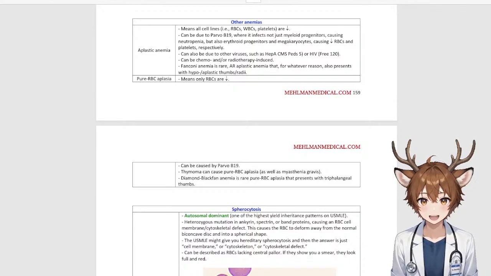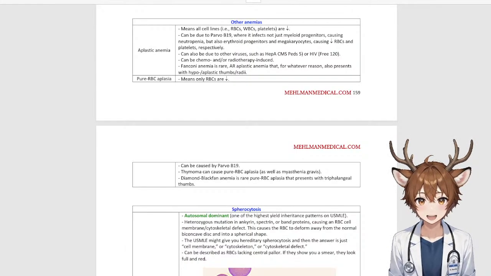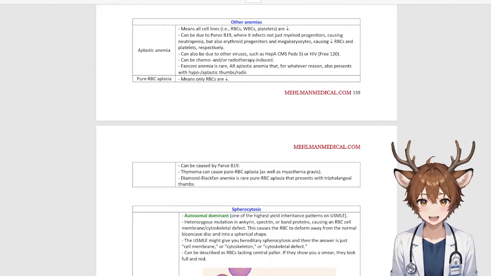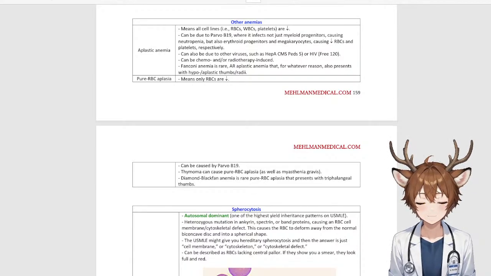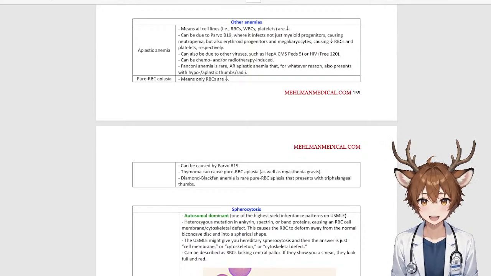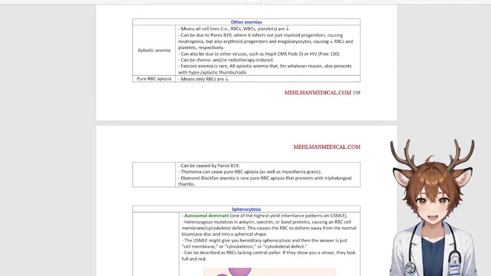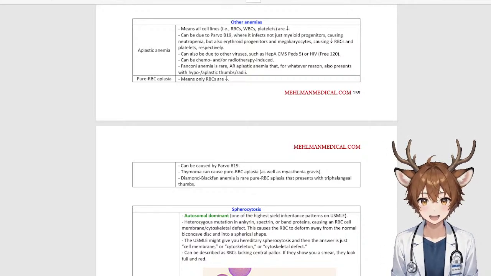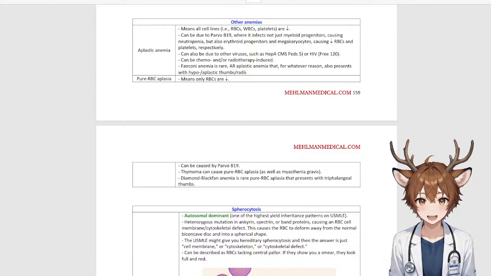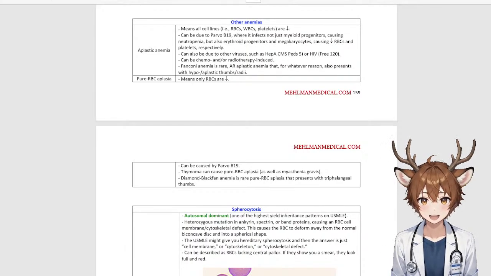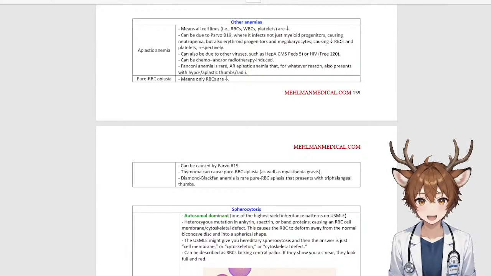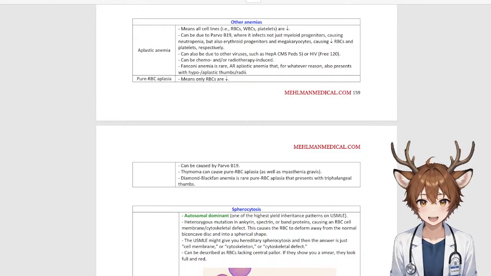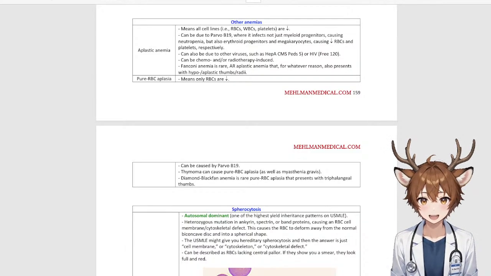Other anemias. Aplastic anemia means all cell lines, that is to say RBCs, white blood cells, and platelets, are decreased. It can be due to parvovirus B19, where it infects not just myeloid progenitors causing neutropenia, but also erythroid progenitors and megakaryocytes, causing a decrease in RBCs and platelets respectively. It can also be due to other viruses such as Hep A, CMV, parvovirus B19, or HIV, or can be chemo and/or radiotherapy induced.